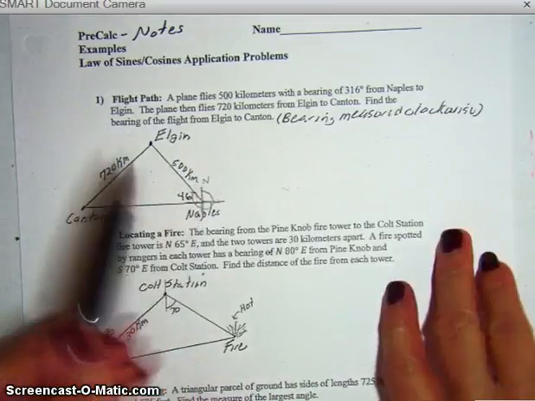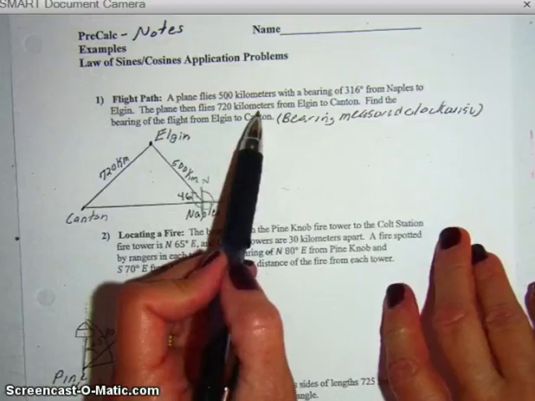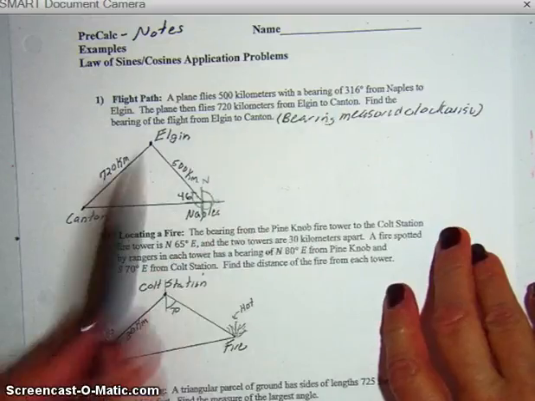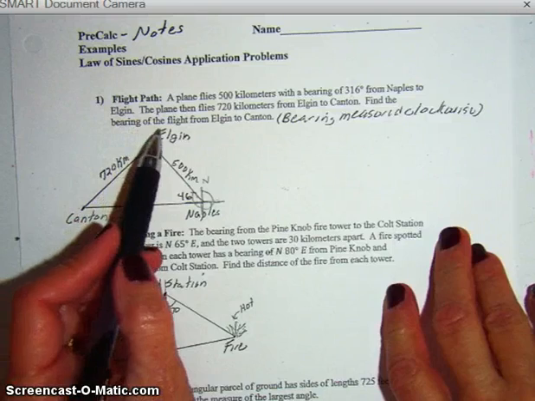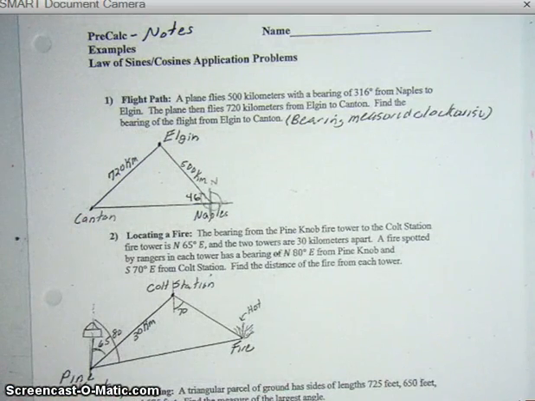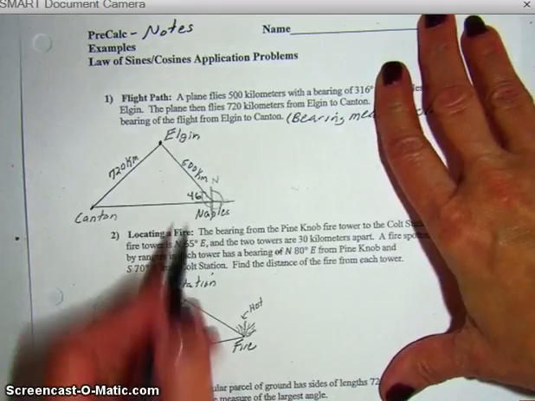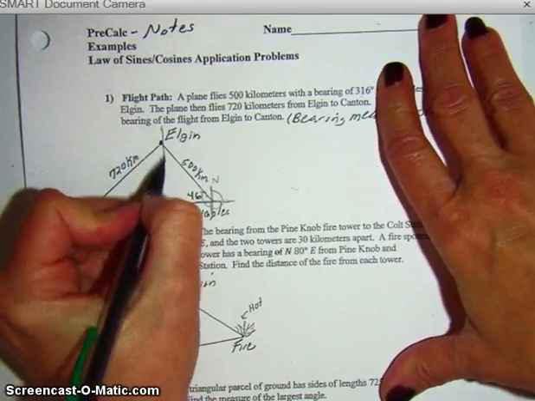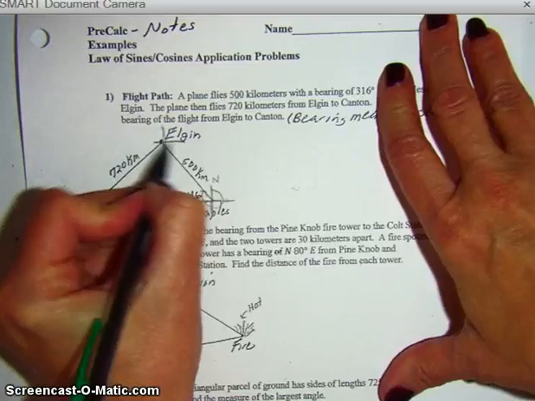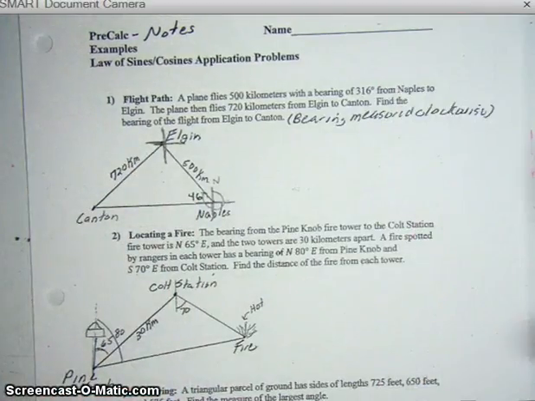Okay. All right. Then 500 kilometers I already have in there for you. Okay. Now we're at Elgin. The plane then flies 720 kilometers from Elgin to Canton. Find the bearing of the flight from Elgin to Canton. As soon as I say from Elgin and the word bearing, you know what you've got to draw up here. So draw your new north, south, east, west.